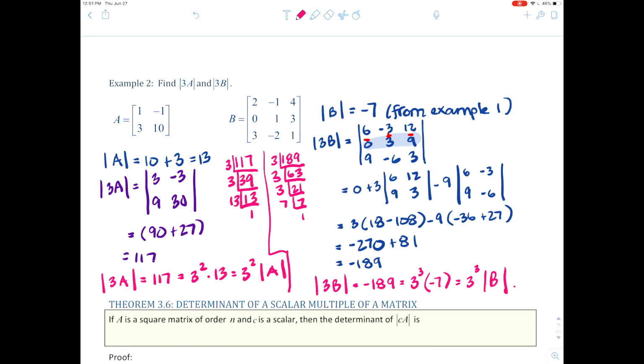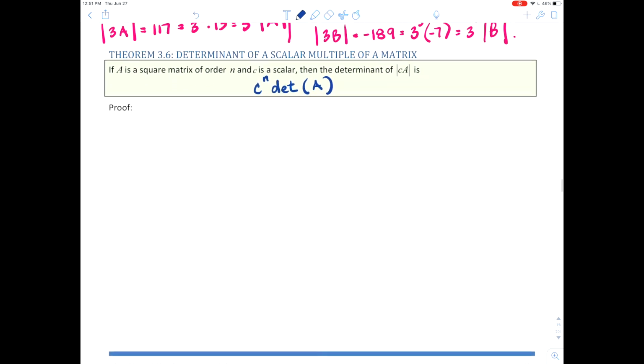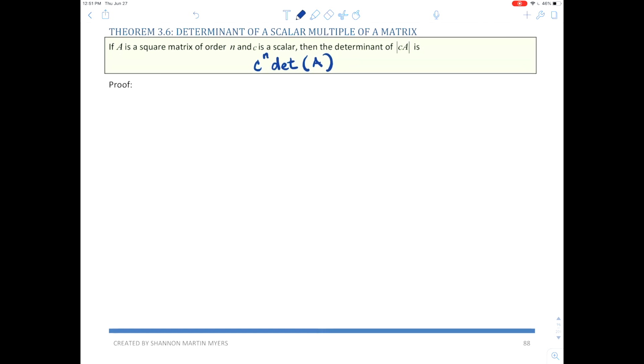So note that B has dimension 3 by 3, A has dimension 2 by 2. Do you see how in the first one we squared our scalar, and in the second one we cubed our scalar? So it turns out that if A is a square matrix of order n and C is a scalar, then the determinant of quantity C times A is C to the n times the determinant of A. Groovy? Okay, so let's look at this proof.